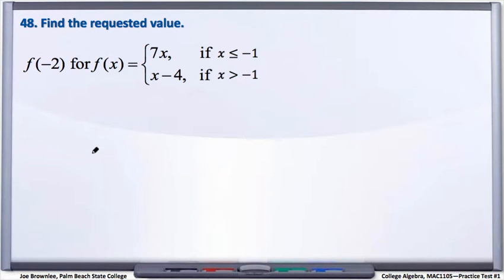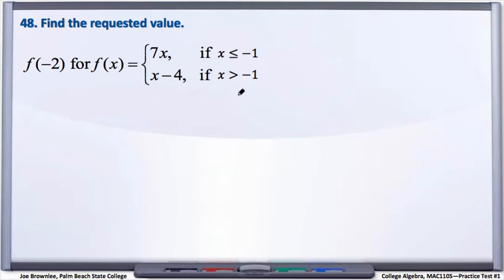All right, find the requested value, number 48. So find f of negative 2 for the function f of x equals, and then we have a piecewise function, don't we? So we have f of x equals 7x if x is less than or equal to negative 1, and we have f of x equals x minus 4 if x is greater than negative 1.